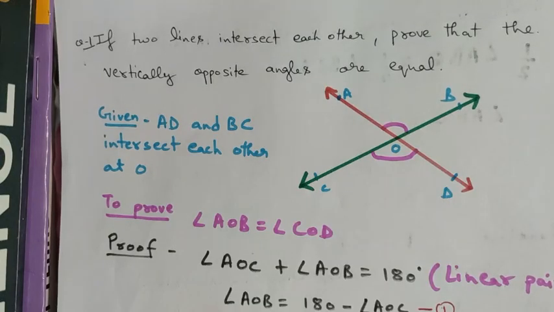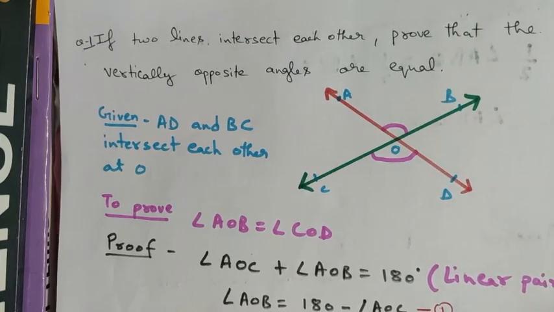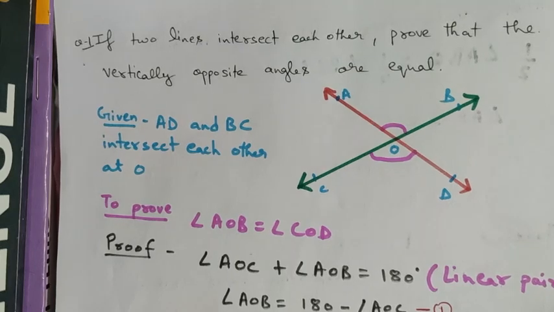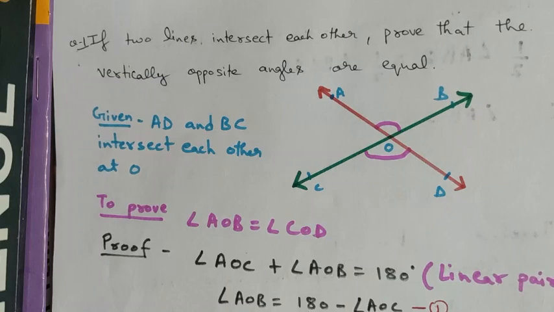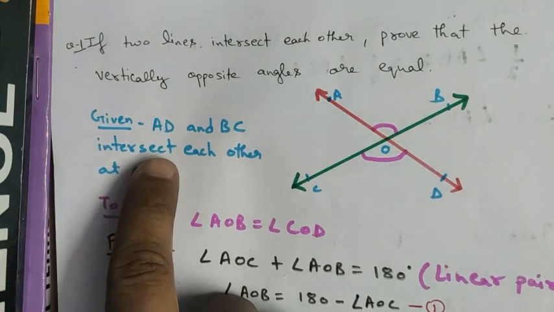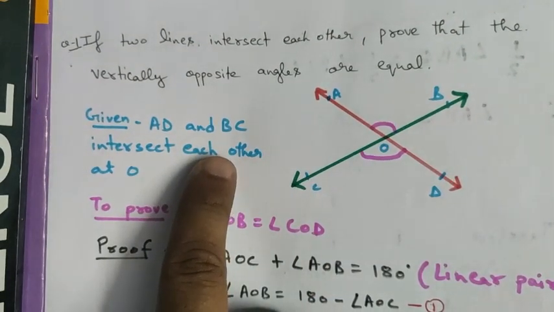Good morning students, once again. Today we will be discussing a few examples and questions on the chapter Lines and Angles. The first question is: if two lines intersect each other, prove that the vertically opposite angles are equal. First of all, what is given to us is that there are two lines which intersect each other.